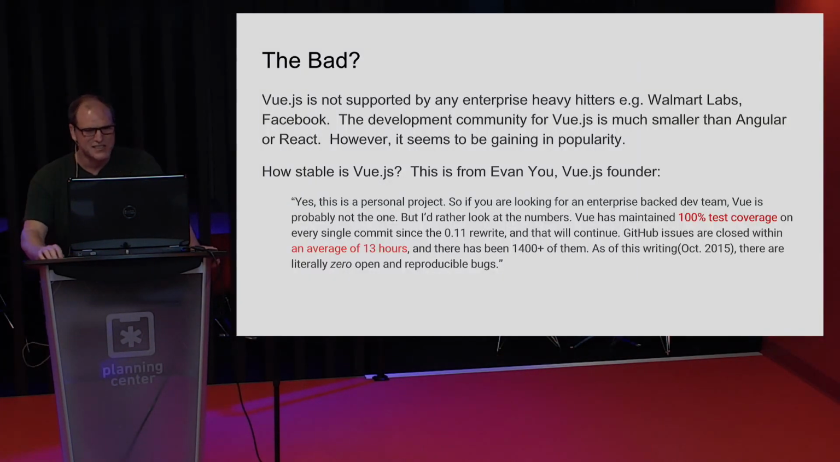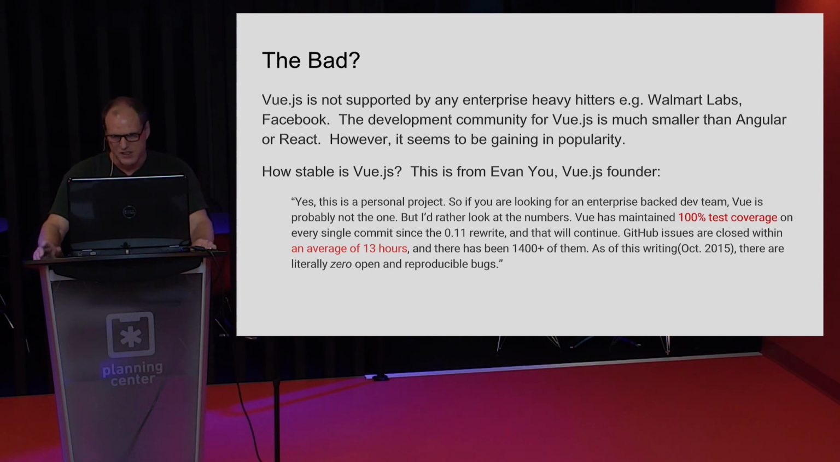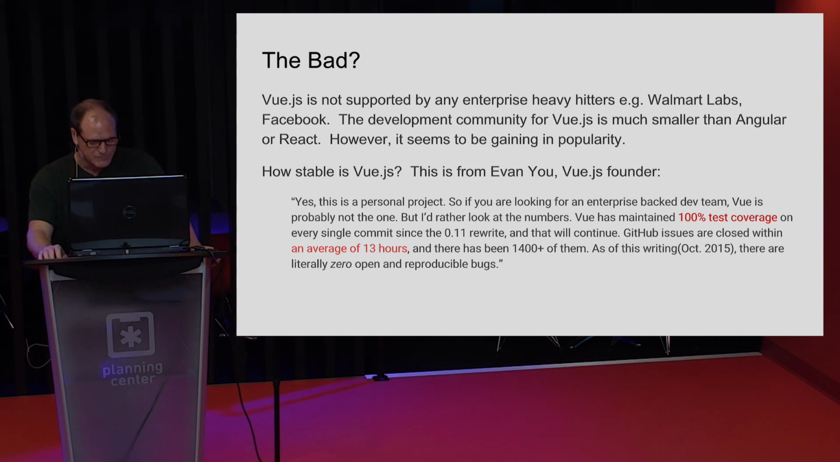The bad part is that it's not supported by Google or Walmart Labs or Facebook. The development community is somewhat limited. So there is the possibility that it could just go away. But I pasted this little blurb from Evan You, the founder of Vue.js. And this is his rebuttal to people who might say that. He talks about test coverage and bugs. And he says that if you roll out your app on Vue.js, Vue.js is stable and will still be around a year or 2 years from now.